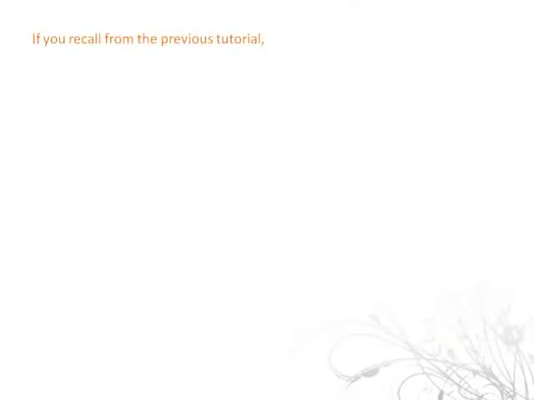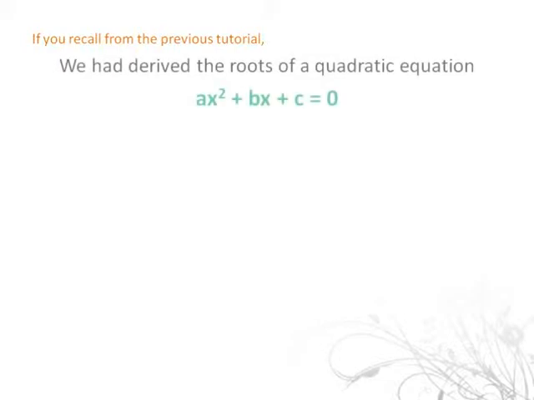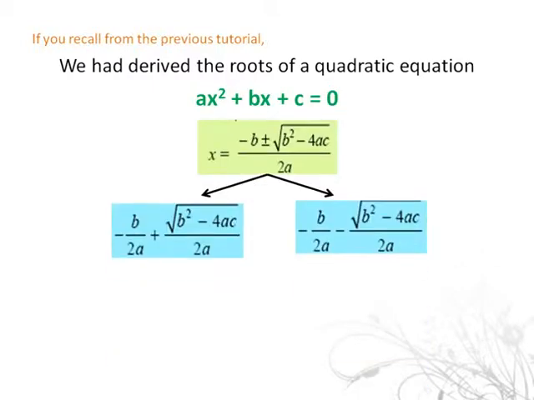If you recall from the previous tutorial on using the quadratic formula, we had derived the roots of the quadratic equation ax square plus bx plus c equal to 0 using the completion of square method to get x equal to minus b plus minus under root b square minus 4ac by 2a, which could be split into two roots, with the first root being minus b by 2a plus under root b square minus 4ac by 2a, and the second root being minus b by 2a minus under root b square minus 4ac by 2a.